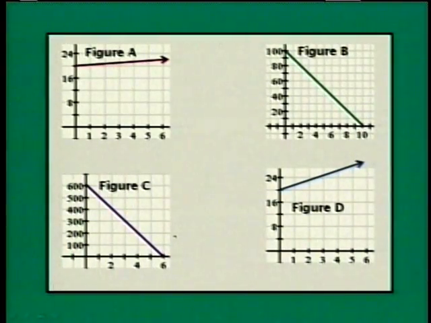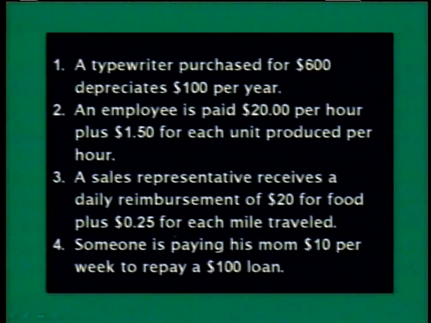So here's the 4 graphs that we're going to look at in figures A through D. We've got some increasing and some decreasing lines. And our 4 verbal descriptions. The first one is, a typewriter purchased for $600 depreciates $100 per year. The second one, an employee is paid $20 per hour plus $1.50 for each unit produced per hour. The third one, a sales representative receives a daily reimbursement of $20 for food plus 25 cents for each mile traveled. And the last one, someone is paying his mom $10 per week to repay a $100 loan.